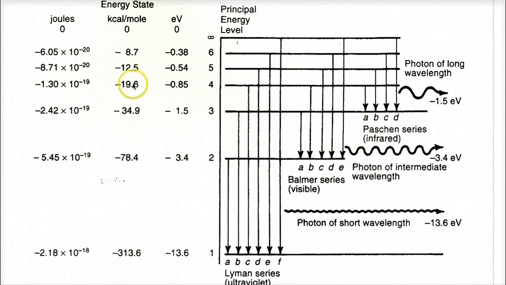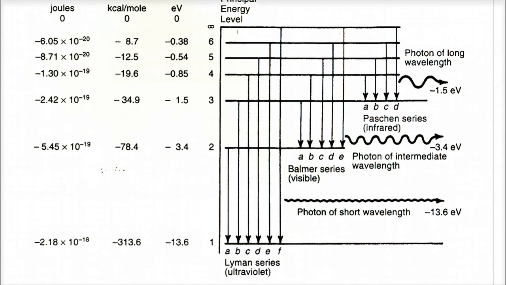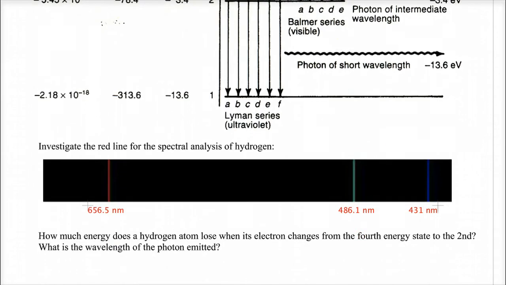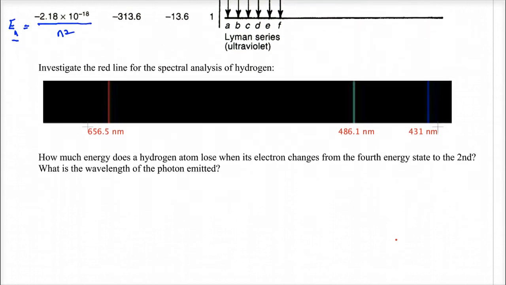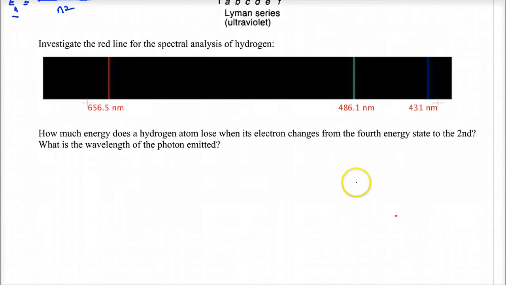Okay, so in any case, what I want to do with this was just a very simple exercise. I want to put the Balmer equation to work. And if you remember, the Balmer equation is nothing more than this number, over n squared, and that equals E of that n, that shell. So what I want to do is figure out how much energy a hydrogen atom loses when its electrons change from the fourth energy state to the second.